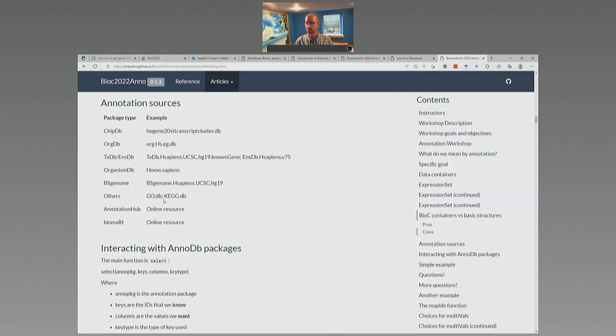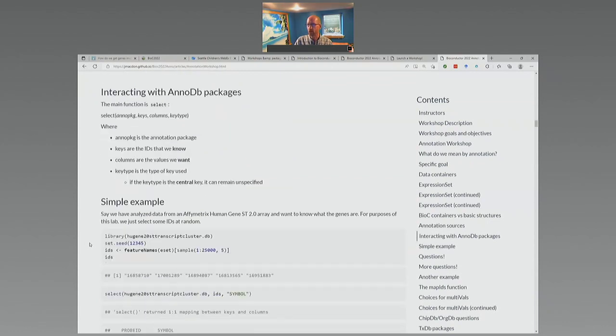We've got a couple other ones. The GoDB does gene ontology mappings. KegDB, I should probably get rid of that. We don't use that anymore. And then we've got a couple online resources: the AnnotationHub and BioMart, which allow you to query data from online sources, and there tends to be a lot more data there. We'll get to all these things.